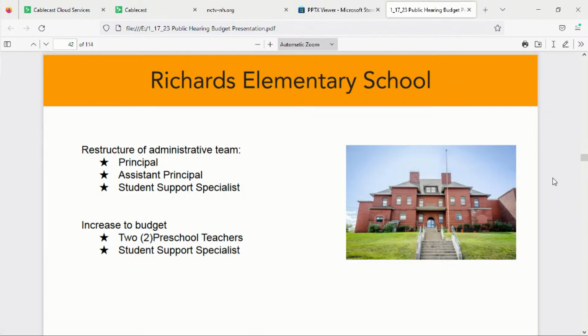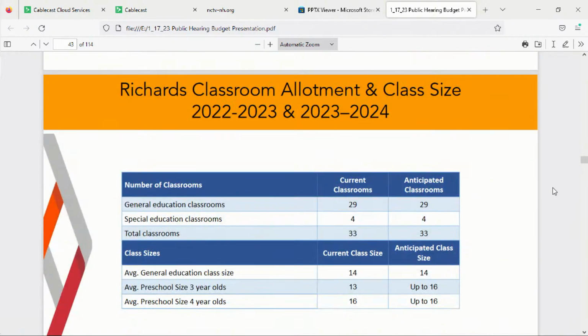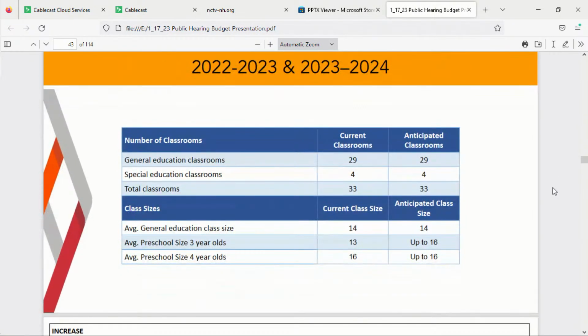The increase of the budget would be what we heard earlier, the 2 preschool teachers who were under the special ed budget line would be moved to the regular ed budget line. And you'll see that reflected in the changes. And then adding the student support specialist. This hasn't really changed much, but we have 29 current classrooms, general education, 4 special ed classrooms. Our average size isn't going to change a whole lot, 14 in general education class size, and up to 16 in preschool. I will say this, though, in the last 2 months, we've increased 14 students at Richards. They hear how good we are.